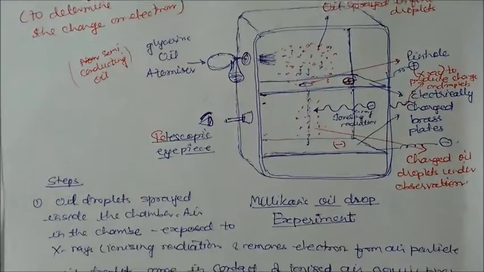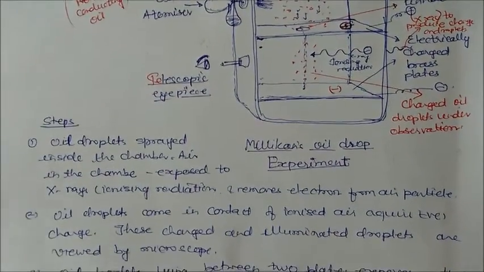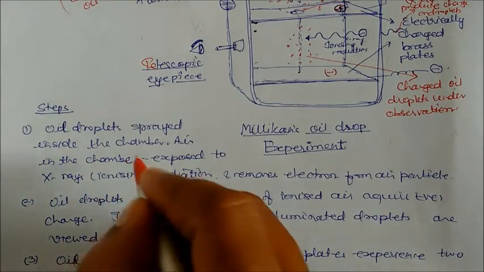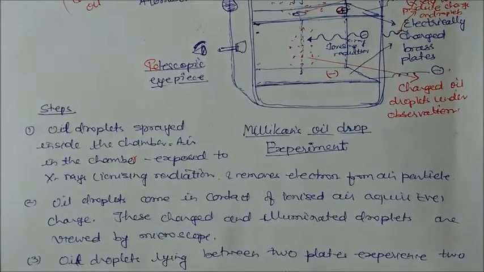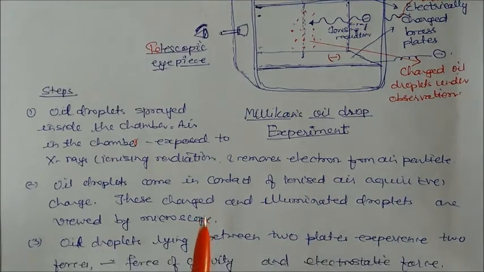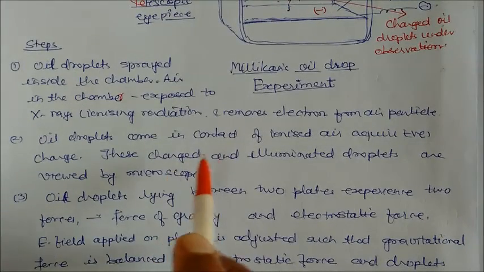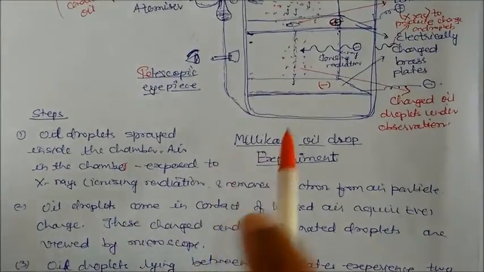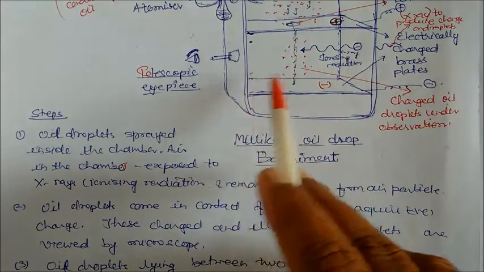So in Millikan's oil drop experiment, when oil droplets are sprayed inside the chamber, the air in the chamber is already exposed to the X-ray that I discussed, which is nothing but ionizing radiation. So it will remove electrons from the air particles. Now oil droplets come in contact with the ionized air, so they will acquire some negative charge, and this charge is on an illuminated droplet. This droplet will be illuminated so it can be viewed by the microscope. So it is falling down with the terminal velocity, and we can view it.